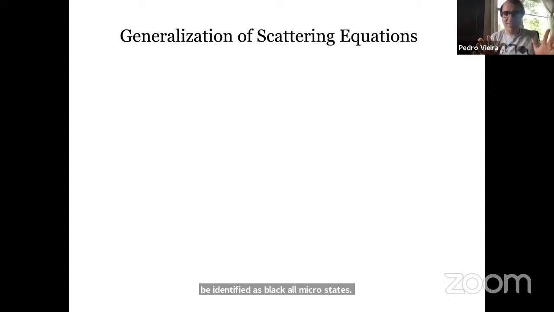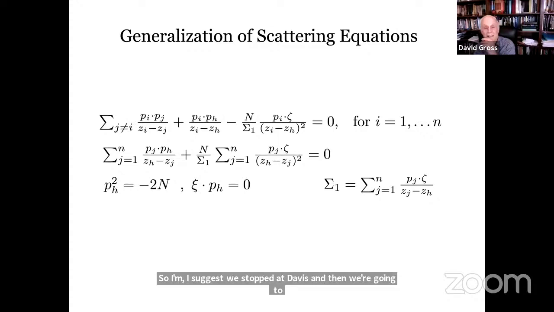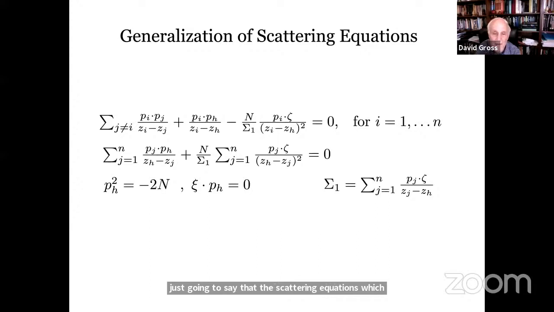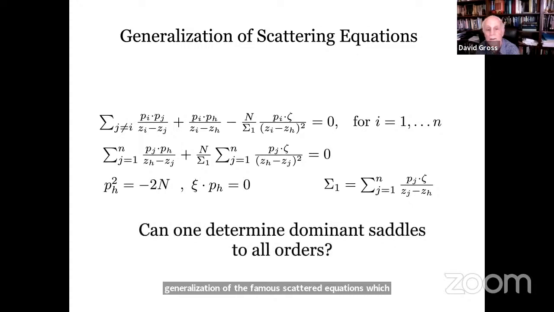Maybe I suggest we stop, David, and then I'm just going to say that the scattering equations, which actually determine the saddle points that determine these behaviors for massive states, have a beautiful generalization to the case where you have massive states. P hard here is the momentum of a massive state of mass square root of 2n, and psi is the polarization. And this is a generalization of the famous scattering equations, which appear in many places. And although this is a very simple example.